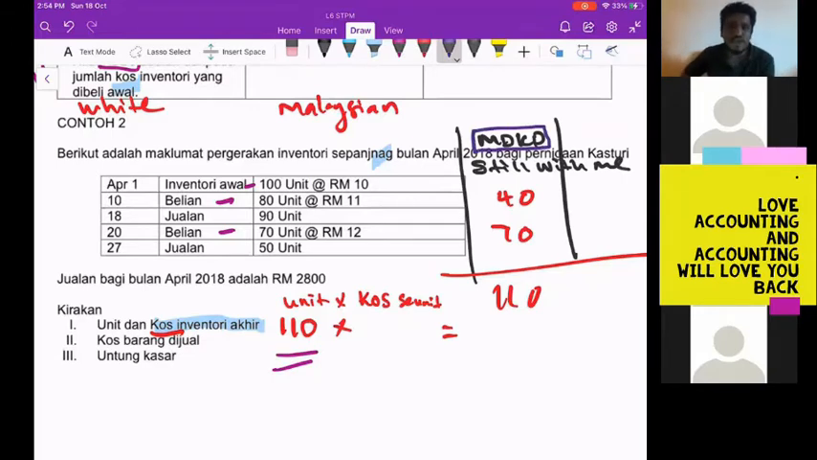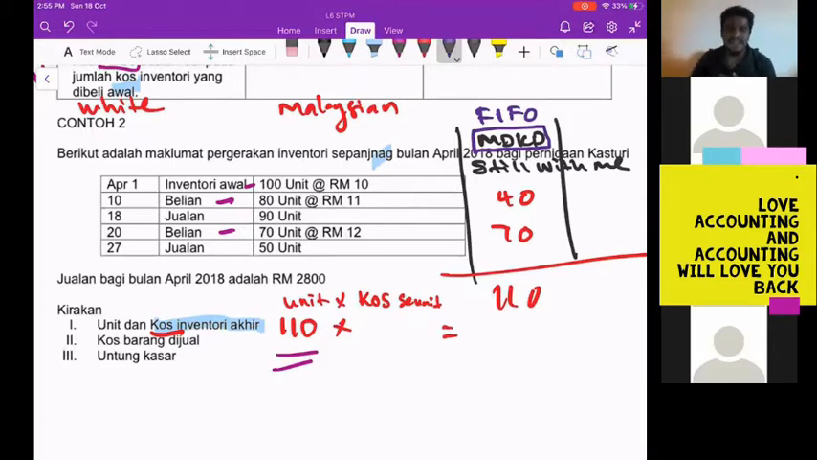What is masuk dulu, keluar dulu? Which one still with me? The old one or the new one? Masuk dulu, keluar dulu means the one that in first will out first. In English we call that first in, first out. The one that I buy first, I will sell first. The latest one still with me.